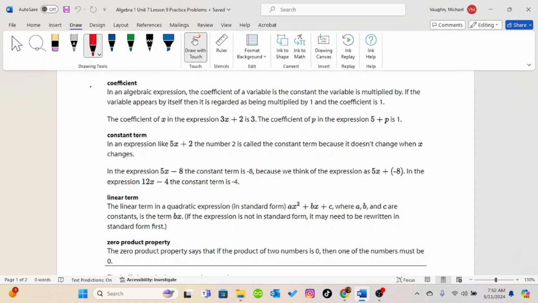Welcome to Algebra 1, Unit 7, Lesson 9 practice problems. We're going to start with the vocabulary terms for this lesson.